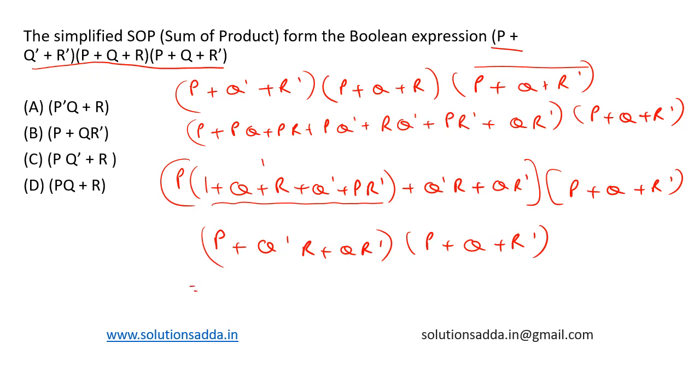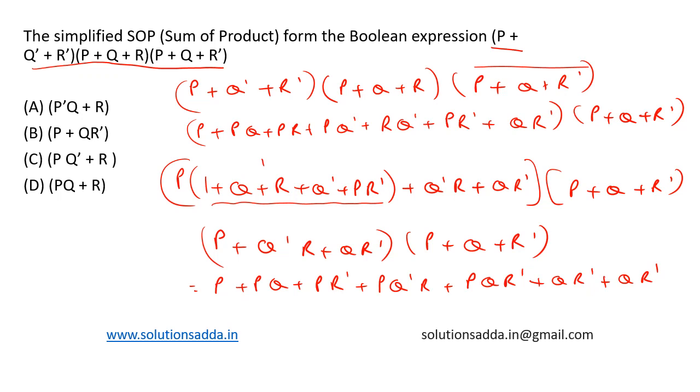Now again rewriting, we have P plus PQ plus PR bar plus PQ bar R plus Q bar R into Q is 0 and Q bar R into R bar is also 0 plus PQR bar plus QR bar plus QR bar. This again turns out to be QR bar.